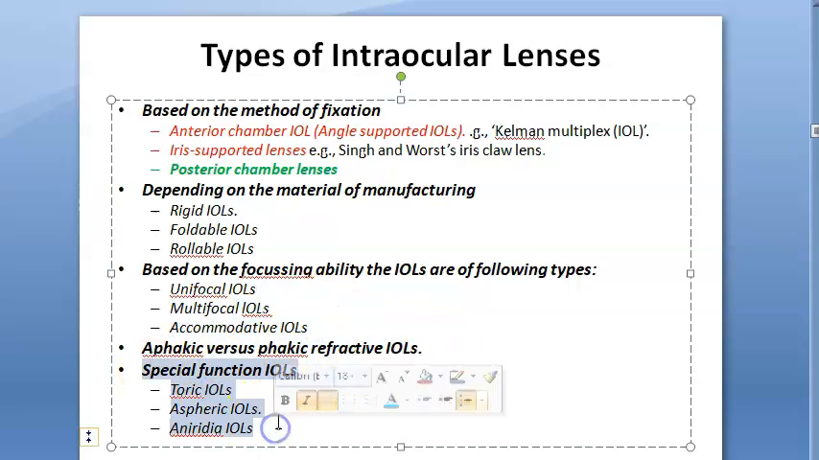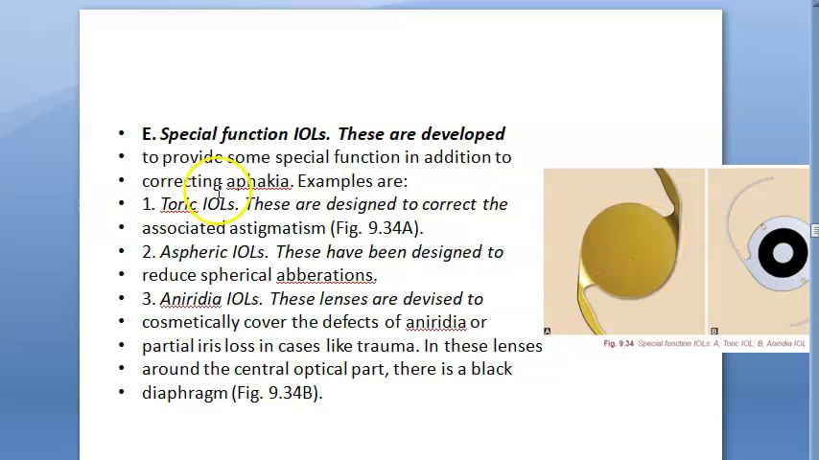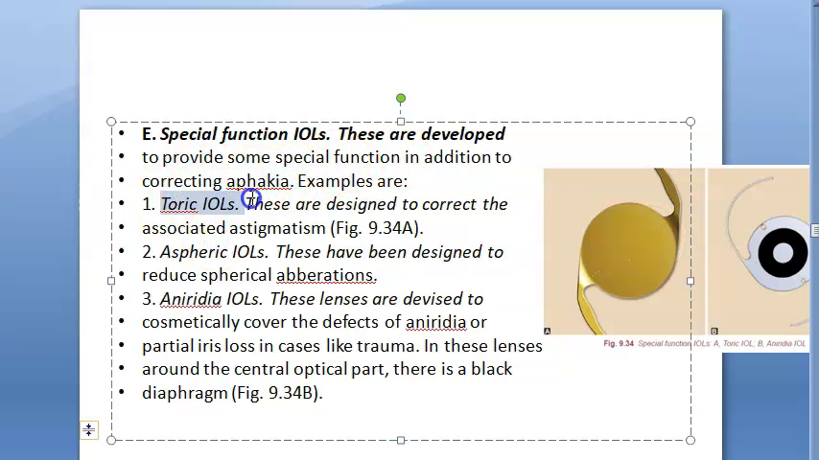Now let us look at the last one, special function IOLs. So what special function will these do other than correcting aphakia? These are Toric IOLs correcting astigmatism. So Toric IOLs correct what? Astigmatism. Aspheric IOLs. These will reduce some spherical aberration. Aniridia IOLs. These cosmetically cover the defects of aniridia or partial iris loss in cases like trauma.